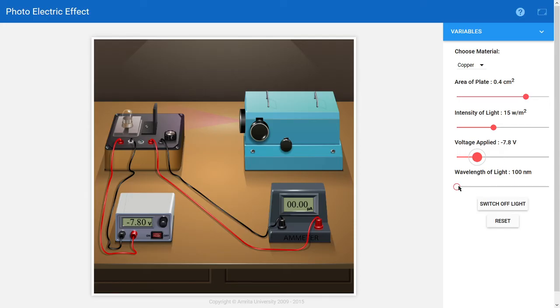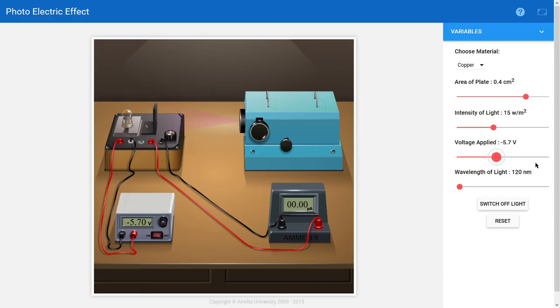Now coming to the next value, we will increase this wavelength. Suppose for 120 nanometer, keeping this constant, we will not touch this. Keeping it at 0, we will start taking the reading. We will increase the negative potential, for which we will get a 0 current, that is called the stopping potential at that wavelength.